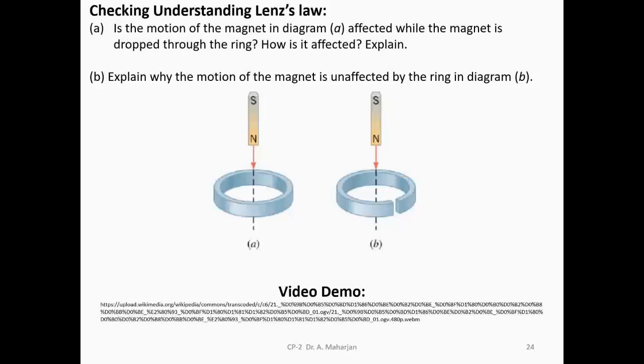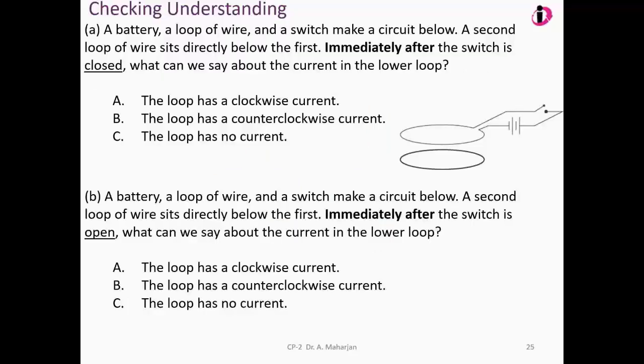Okay, just try again. There are many similar examples, so let me show you one more. You have two circular loops. The upper loop is connected to a battery; this is the positive side, this is the negative side, and this is the switch. Another circular loop is placed pretty close to the top one.